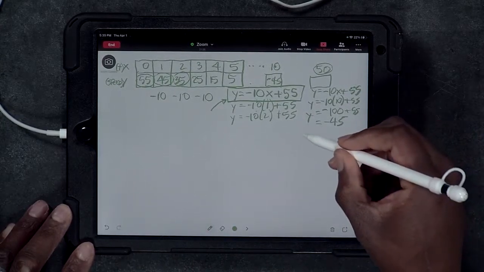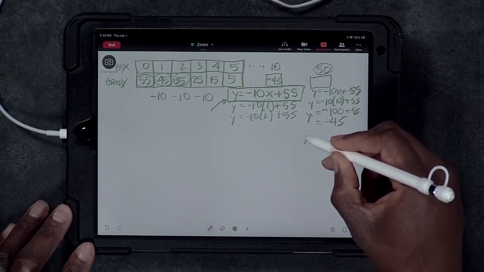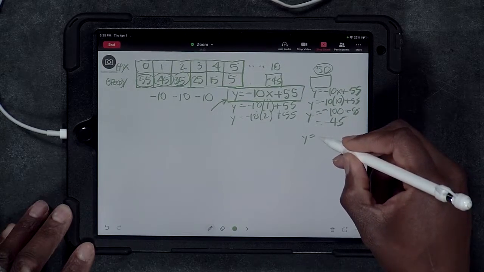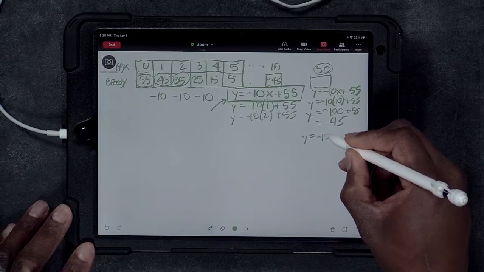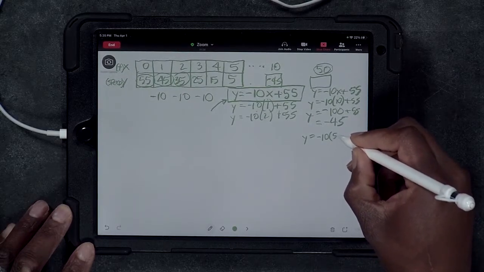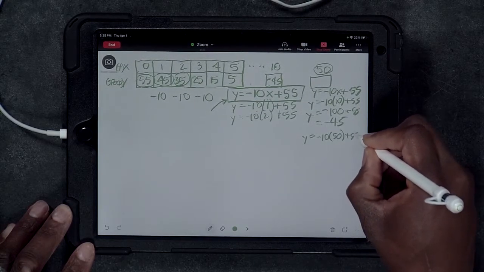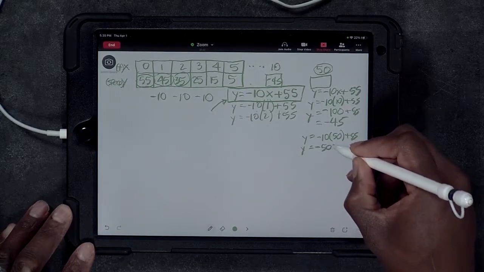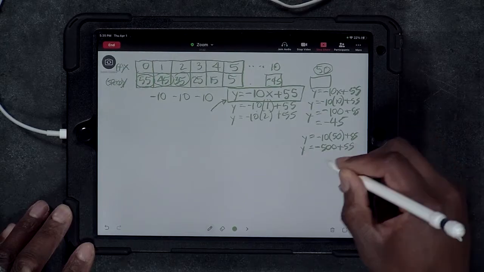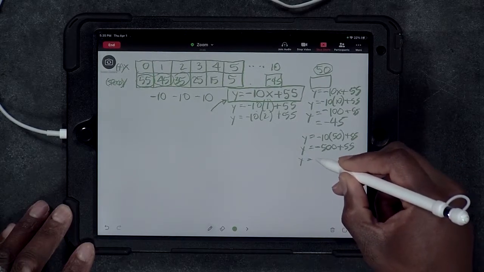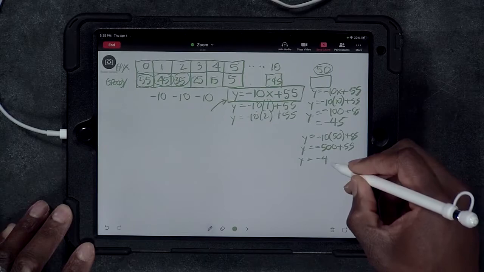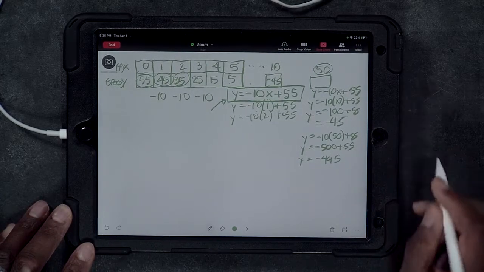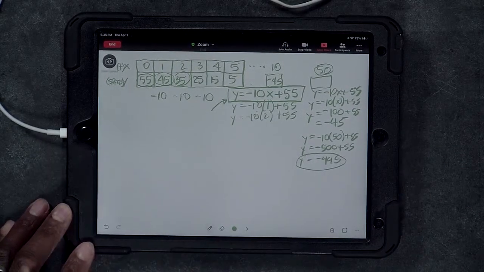All right, so you could substitute in 50 into the equation. So we got y is equal to negative 10 times 50 plus 55. You get y is equal to negative 500 plus 55. And you get y is equal to negative 445, if my arithmetic is correct.